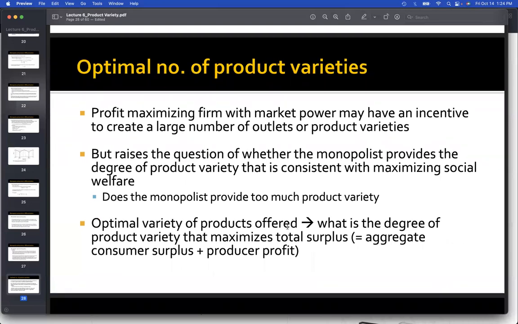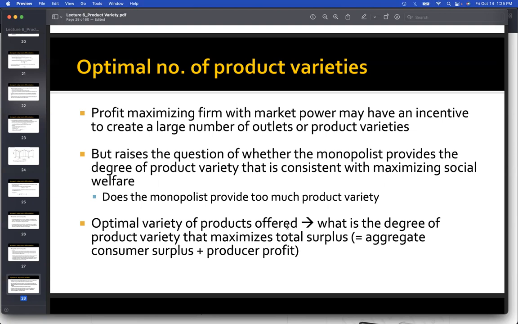Okay. So now we go to our next topic, which is the optimal number of product varieties. So what have we learned so far? A monopolist who wants to sell to everyone has a reason to have a lot of varieties, because each variety allows him to increase the price. The more varieties or more stores there are, the closer you are in general to the consumers, the less costly it is for them to travel to you to buy your product, and that means you are able to raise your price in response and still get them to buy from you.